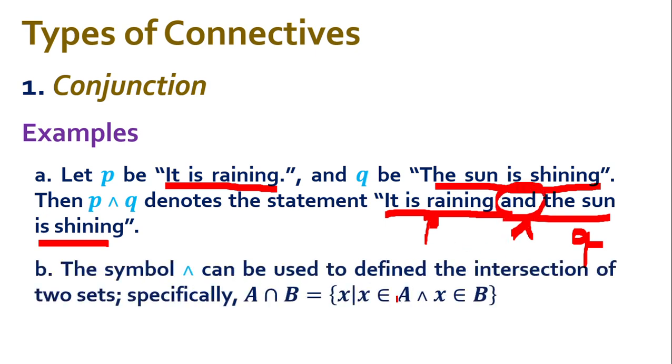Okay, next example. The symbol ∧, or this one, can be used to define the intersection of two sets, specifically A intersection B. So we have the set of x such that x is an element of A and x is an element of B. So, di ba, alam natin yan, element yan. So, dapat talaga napag-aralan niyo yung sets, di ba?